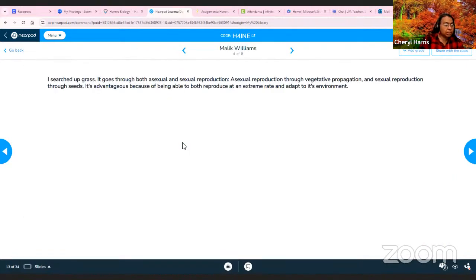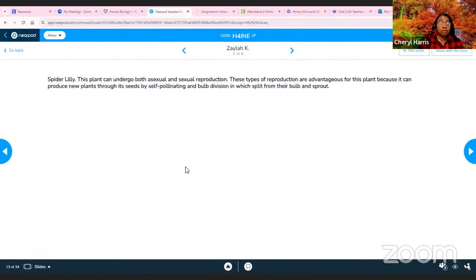All right, Malik. Searched grass. Okay. Grass does both asexual and sexual. That's what I wanted you to say. Vegetative propagation. That's the type of asexual reproduction. And then again, sexual reproduction, you have seeds. Seeds have the egg inside and then they have to be fertilized. The advantage of both is they reproduce at extreme rates. All right. Thank you. Good answer, Malik.